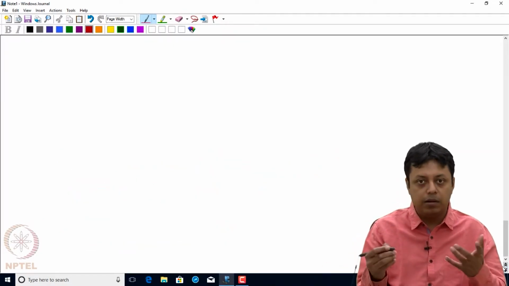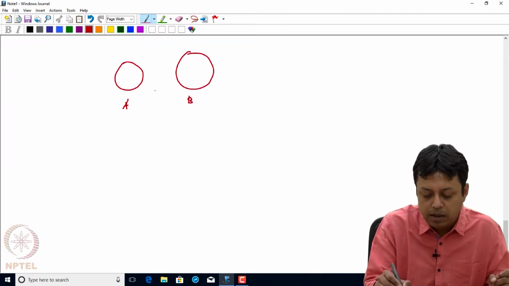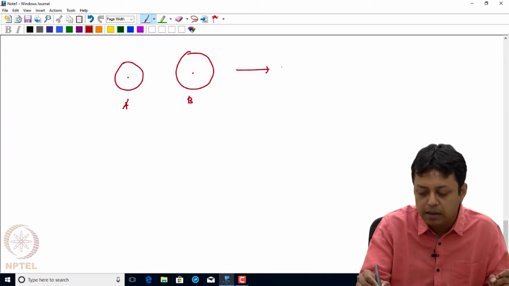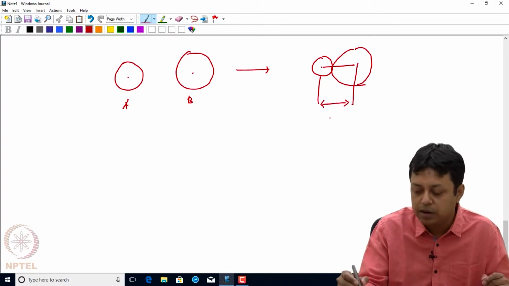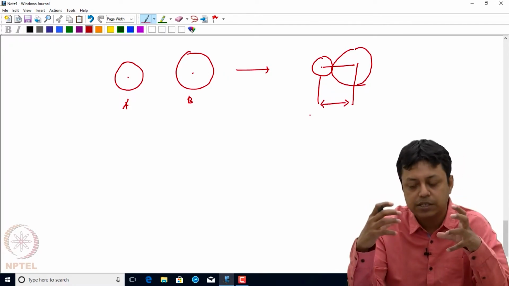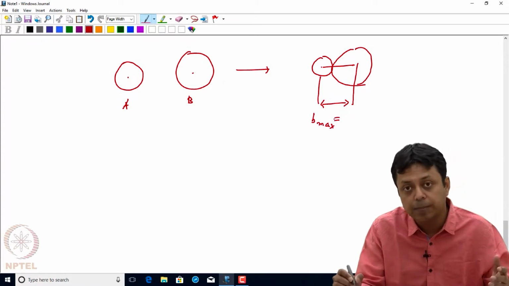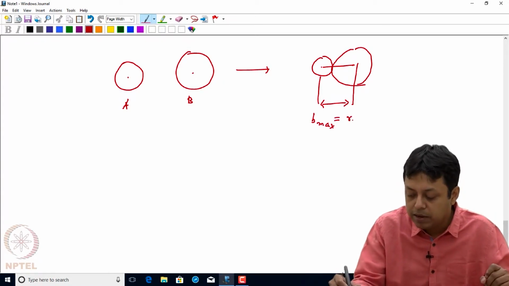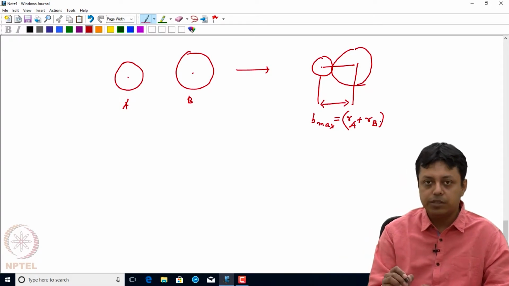So say A and B are something like hard spheres, as we said, and the transition state will look like something like this, where this distance, which is the center to center internuclear distance when these two spheres touch each other, we denoted as b max in our derivation for the collision theory, which is nothing but the radius of A plus radius of B, and we will encounter this soon. Now let us first try to calculate the partition functions.